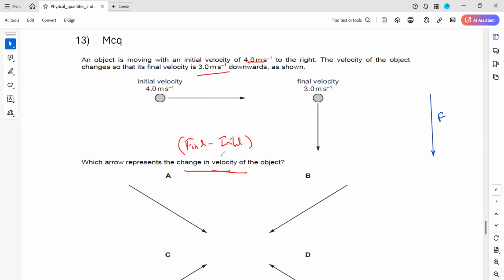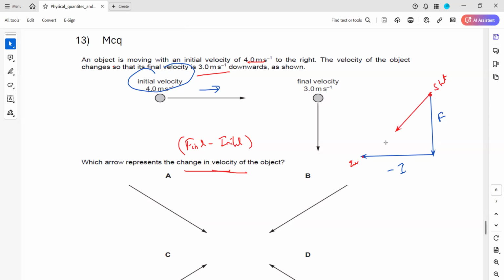Then negative initial velocity. If the initial velocity is toward the right hand side, what will be the direction of the negative initial velocity? That will be towards the left hand side. So when we draw the negative of the initial velocity, this will be the negative of the initial velocity. And what about the resultant? Whenever we need the resultant, it's always from the tail of the first, from the start till the end. We draw an arrow to show the resultant.